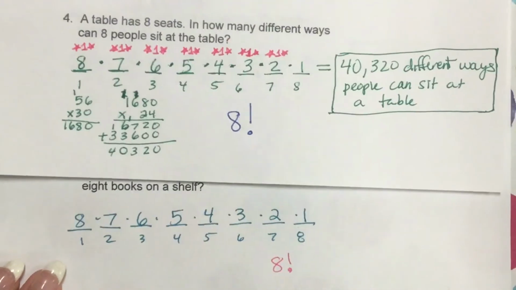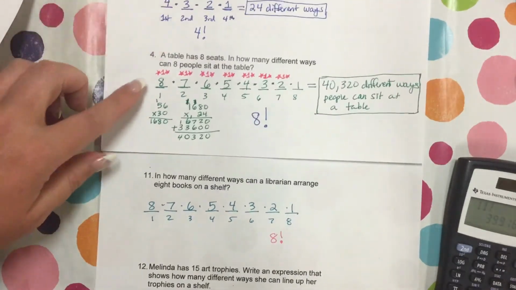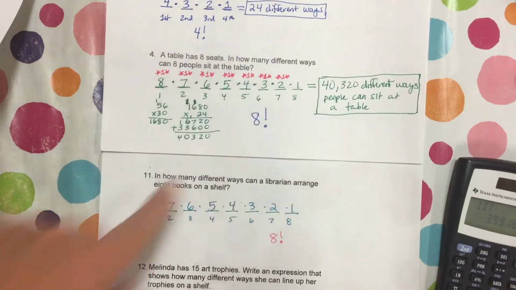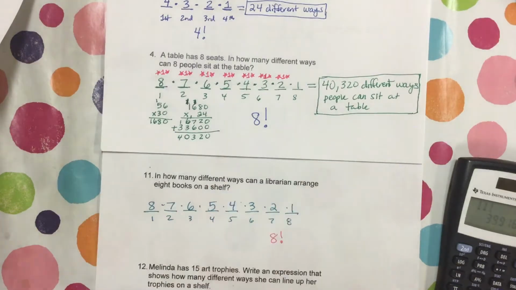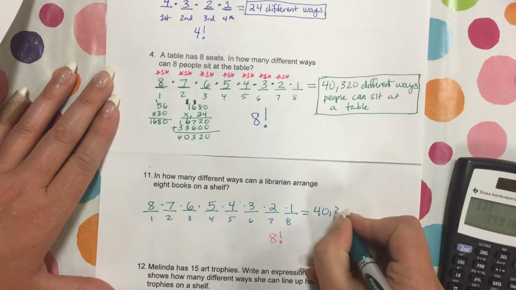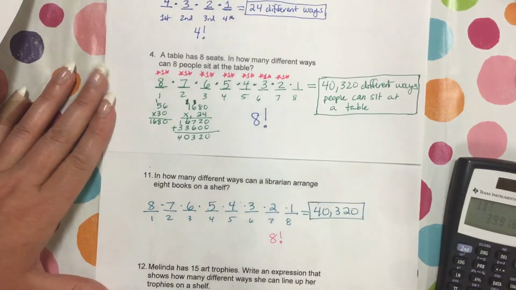The problem before, let me zoom out here. Problem 4 is the same thing as 8 factorial. 8 times 7 times 6 times 5 times 4 times 3 times 2 times 1. And that's the same here. So we know that 8 factorial is the same thing as 40,320. All right, cool.